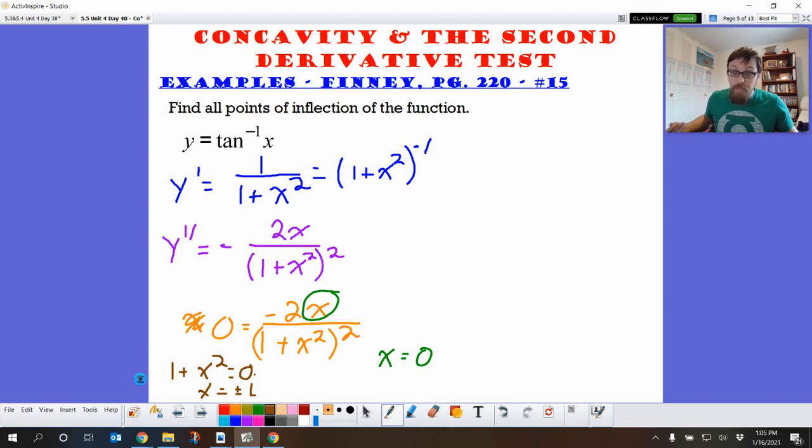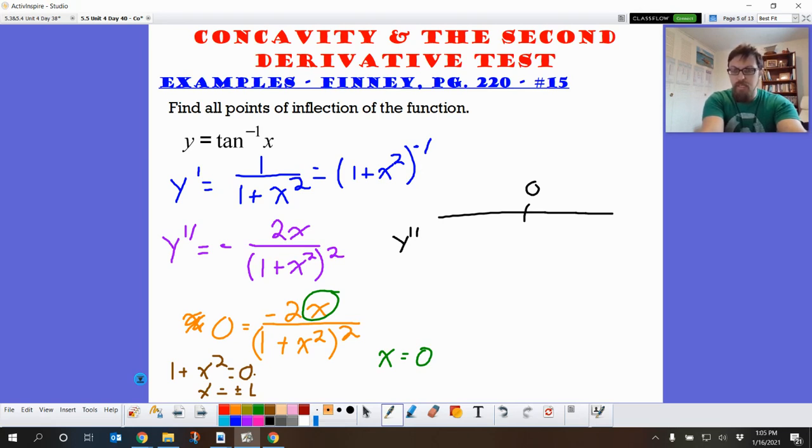I like to confirm that it is a point of inflection and not like a false one. So we can do a sign chart to just triple check that. It's a point of inflection, don't worry. But we can see that it's a point of inflection because y double prime should change sign as we go from one side to the other.